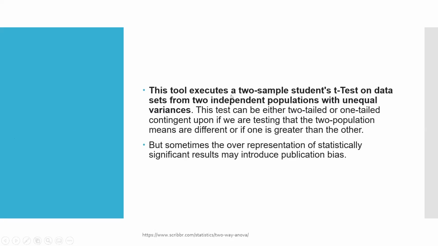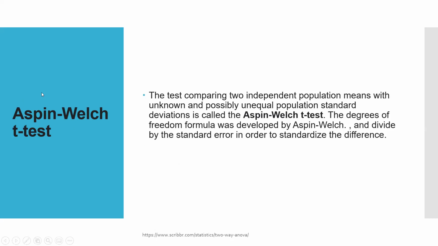And this tool executes the two-sample Student's t-test on the data of two independent populations with unequal variances. But sometimes the overrepresentation of statistically significant results may introduce publication bias. There is another test, that is the Aspin-Welch t-test.